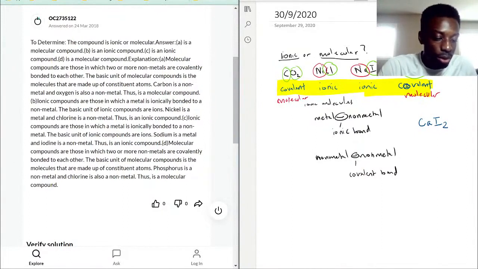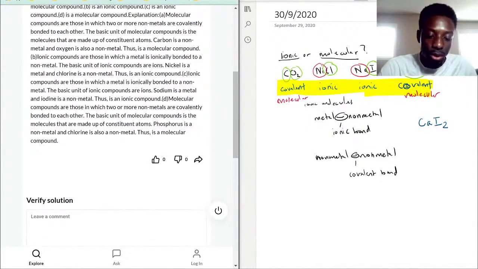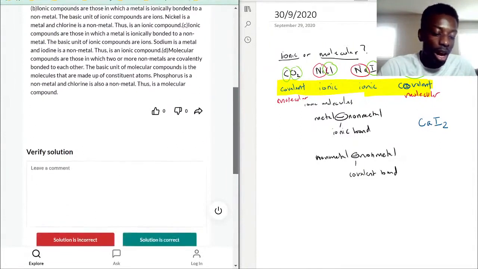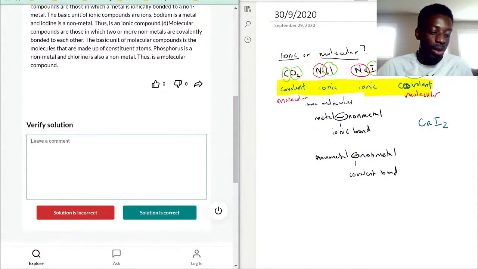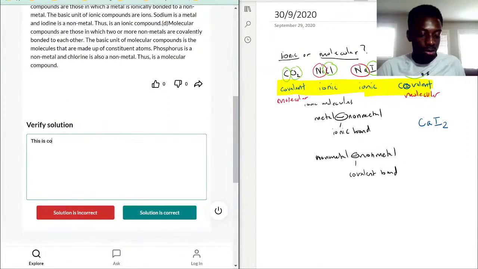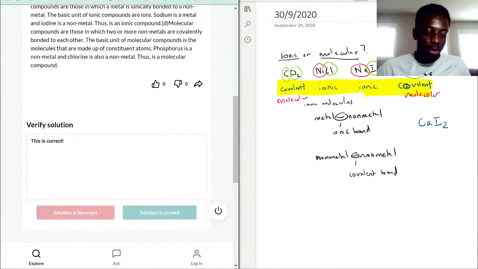And just reading through it, it explains that carbon is a non-metal, which is what I said. Nickel is a metal. And sodium is also a metal. And the rest of these, as you can see, are non-metals. And depending on what it's bonded with, it makes an ionic or molecular compound. Okay, so with that, we got our first question correct. And let's move on to the next one.